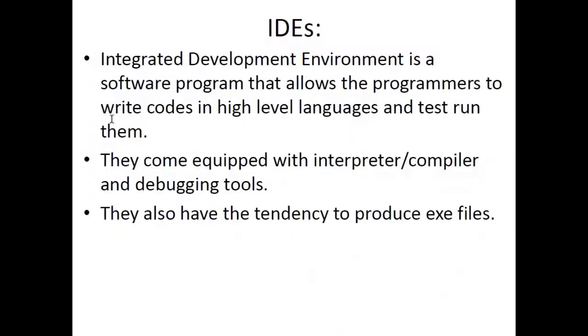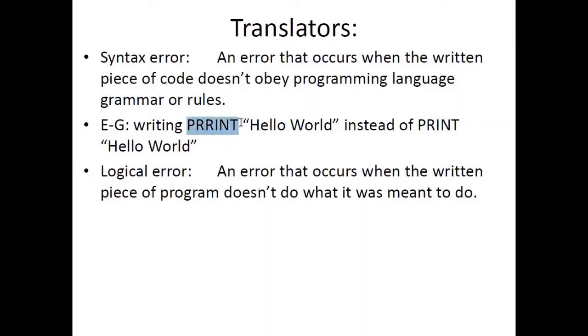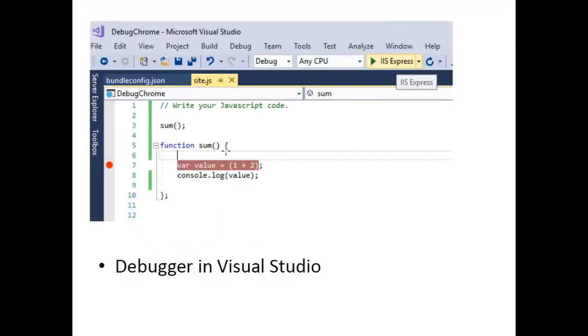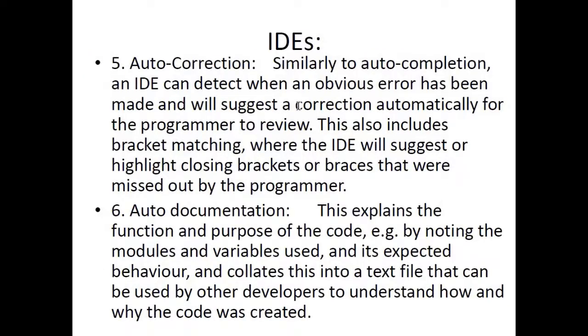Similarly, the example we discussed of print, if you write this in Visual Studio, there would be a red wavy line under it and the program would suggest that perhaps you are trying to write print and not PRRINT. This works just like the spell check in Microsoft Word. This also includes bracket matching, automatic closure of the bracket if you're writing a nested if loop, where the IDE will suggest or highlight closing brackets or braces that were missed out by the programmer.